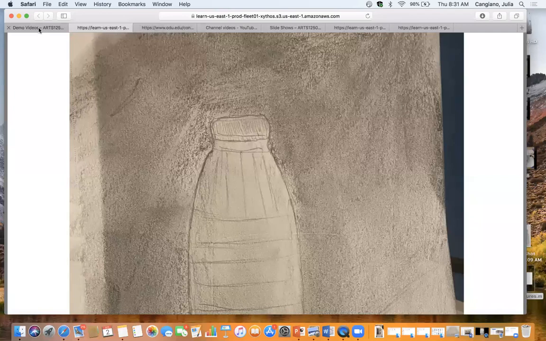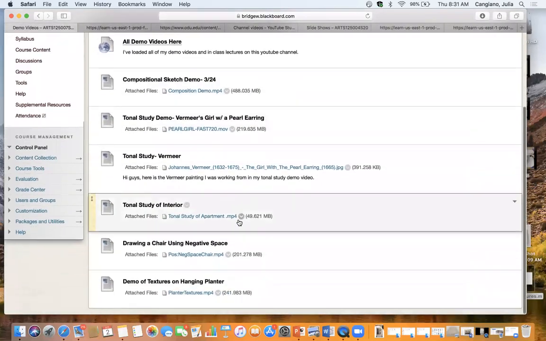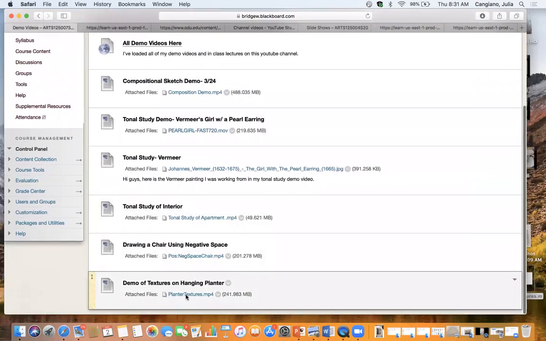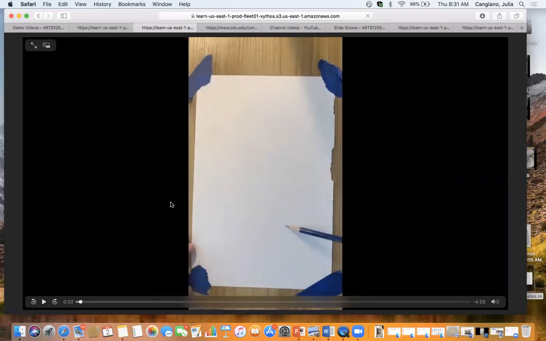I also wanted to let you know, I won't play the whole thing here, but I did upload a drawing. I have been doing this drawing and documenting the whole thing. As I said, I'm super slow at drawing generally, but I wanted to tackle this project.